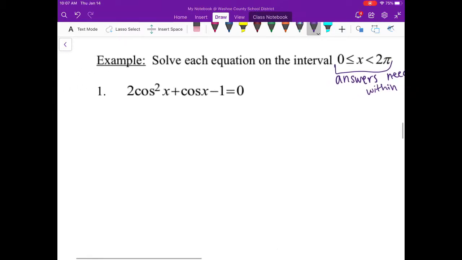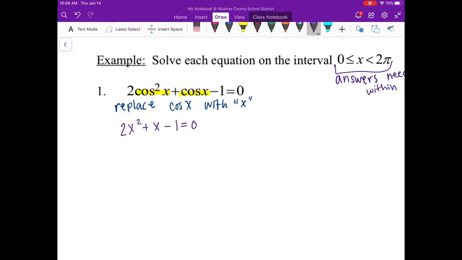Okay. So we have a quadratic actually here, and this is a factorable quadratic. Now, in order to see this for this very first problem, we are going to go ahead and replace the cosine x with just x, okay? That way it looks a little bit more familiar. So if I were to replace every cosine x I see with just x, this problem would turn into 2x squared plus x minus 1 equals 0.